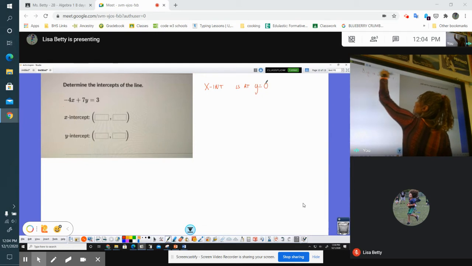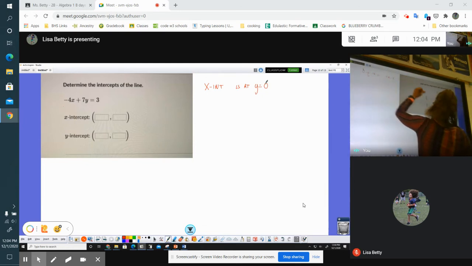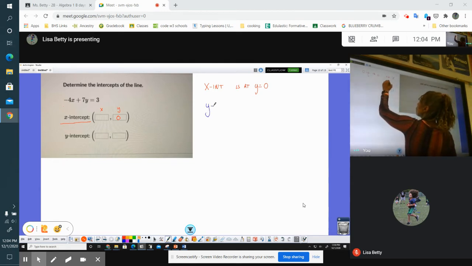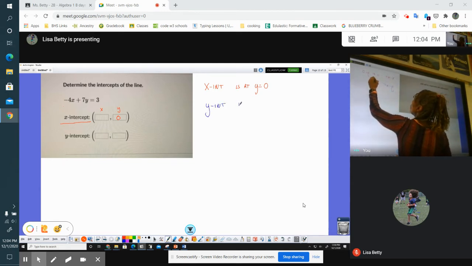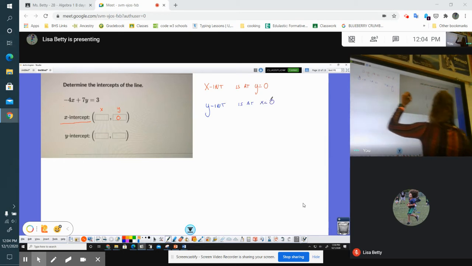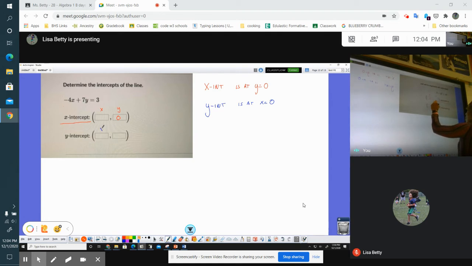I just memorized that it's the opposite letter, okay? So if I'm looking for the x-intercept, I'm looking for where y equals 0. And if I'm looking for the y-intercept, by definition, the y-intercept is at x equals 0. So the y-intercept is where x equals 0. So I got those 2 points.